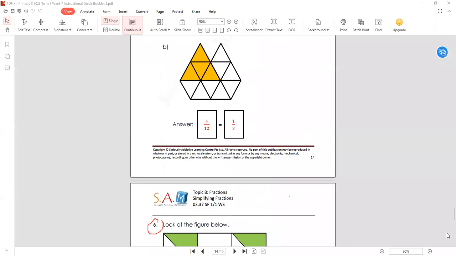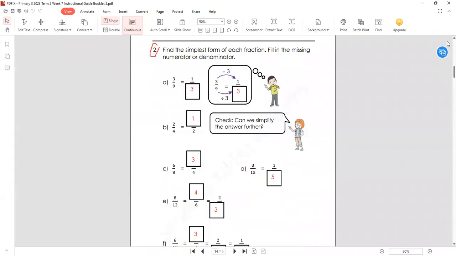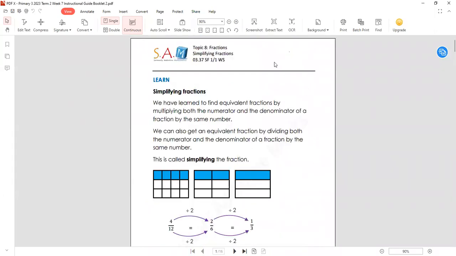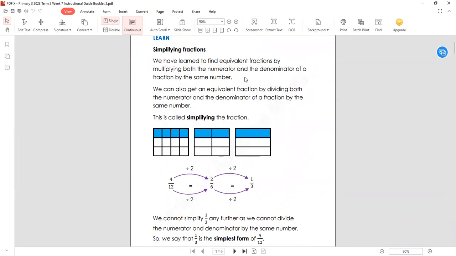Okay, booklet 2. For booklet 2, it's still about equivalent fractions, but now we are doing simplifying. Earlier on, we did multiplication to find the equivalent fraction. Now we can actually do dividing to find the equivalent fraction, or we call it simplifying. All right.